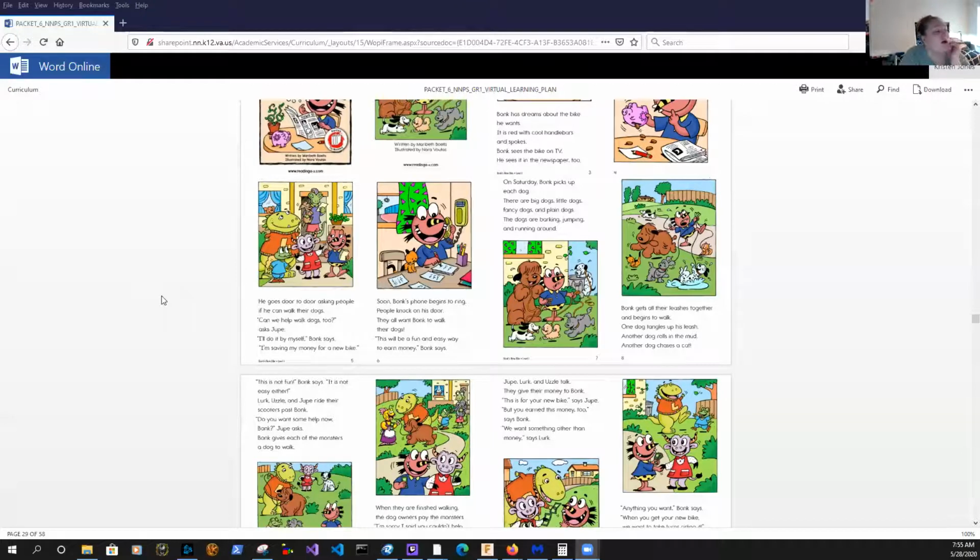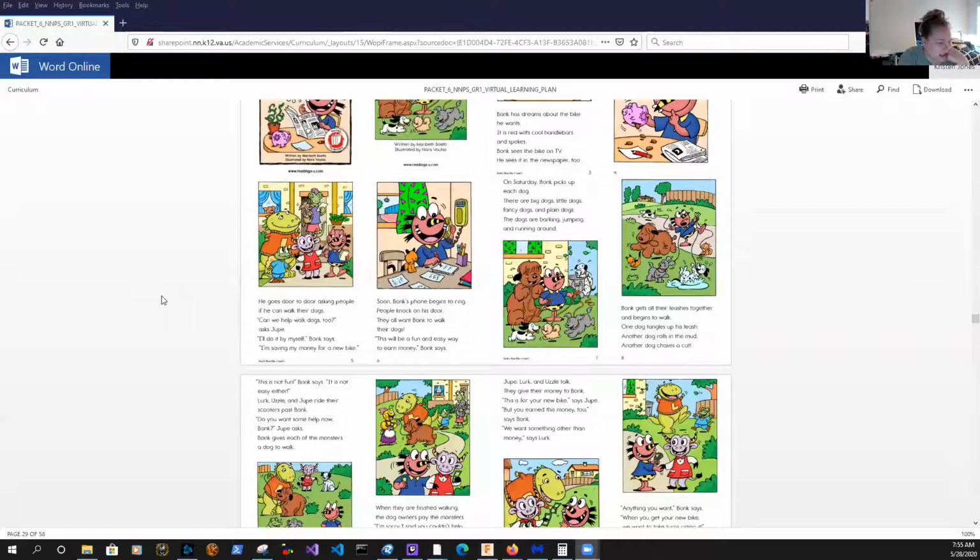On Saturday, Bonk picks up each dog. There are big dogs, little dogs, fancy dogs, and plain dogs. The dogs are barking, jumping, and running around. Bonk gets all their leashes together and begins to walk.